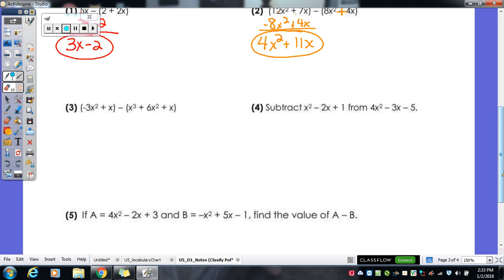Let's look at the next 2. So again, this is going to become negative, negative, negative. So all 3 of those after that subtraction sign in the parentheses are all going to change to negatives. Now my first polynomial doesn't have an x cubed in it, so I'm just going to put my negative x cubed out in front, a little bit to the left of it. Then I'm going to line up my negative 6x squared and my minus x.